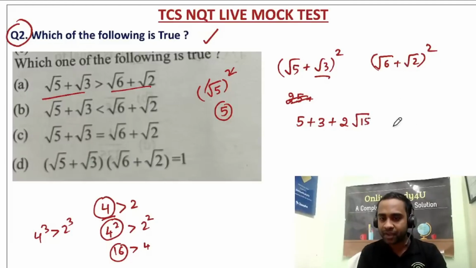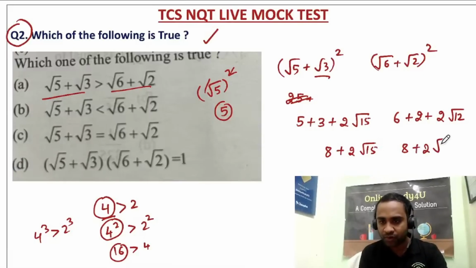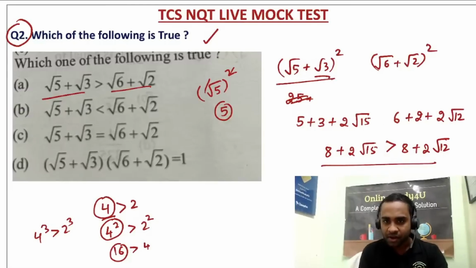Okay, then here a squared, 6, plus b squared will be what? 2, plus 2ab. So 2 root 12. Now this will become 8 plus 2 root 15 and this will become 8 plus 2 root 12. Now it is very much clear that square root of 5 plus square root of 3 is greater than square root of 6 plus square root of 2, right? So your option A will be the correct answer.